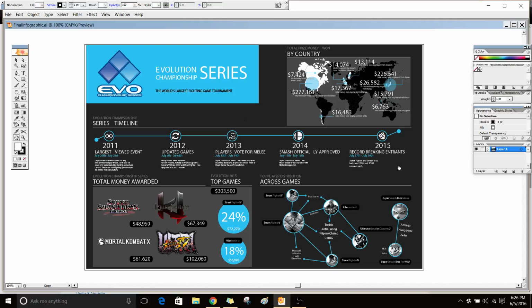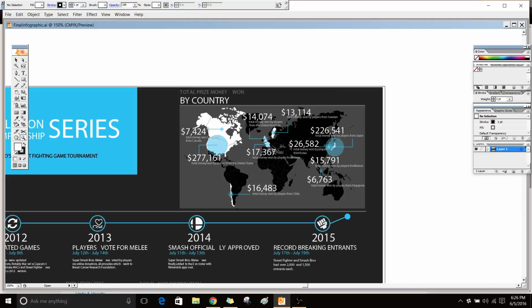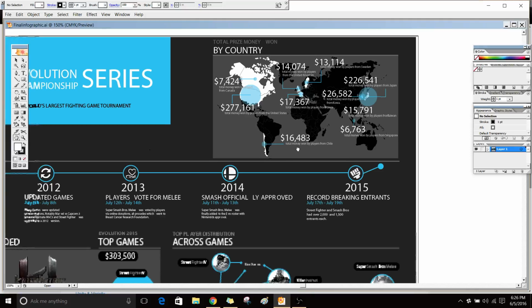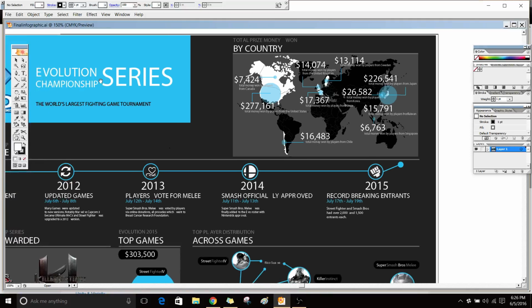So we'll start from top to bottom. We'll start with the map here. It exploits the visual potential of location. You can kind of see that because we're using a world map to show the total prize money won by countries for the Evolution Championship Series, which is the fighting game tournament.